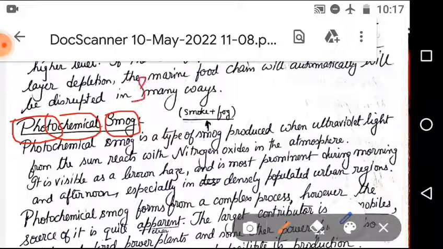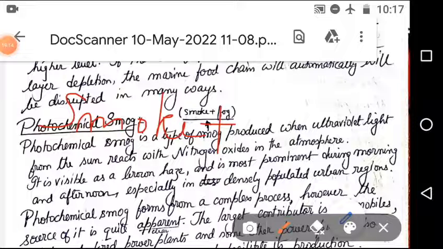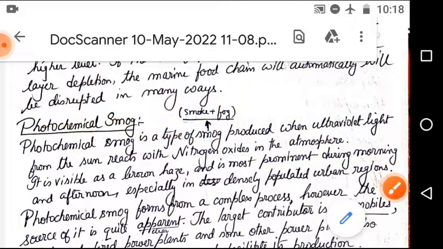Smoke, which in your junior classes you have learnt, with fog. The gaseous substances which make up the smoke, and fog, which is usually dust particles with water particles, combine together in the presence of sunlight to form smog, which we know as photochemical smog.